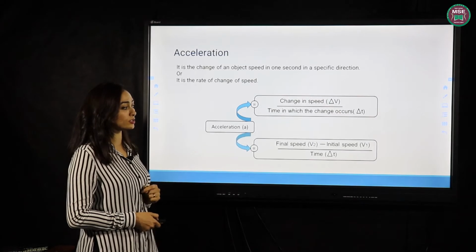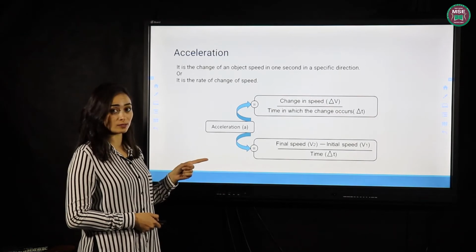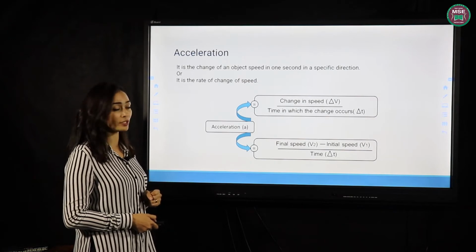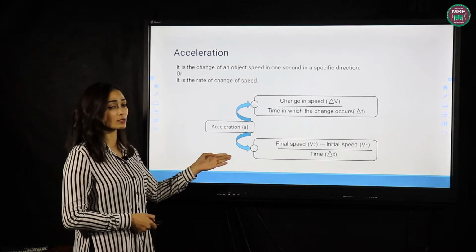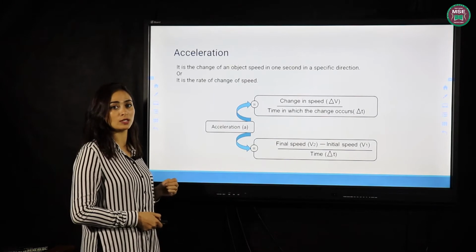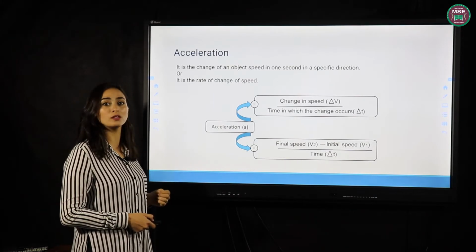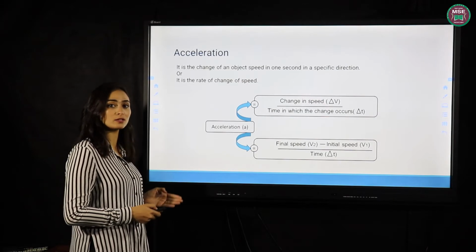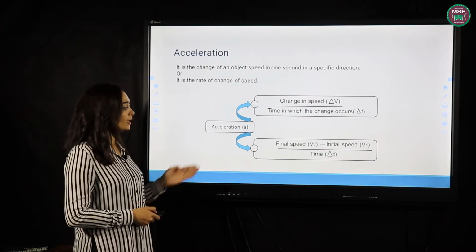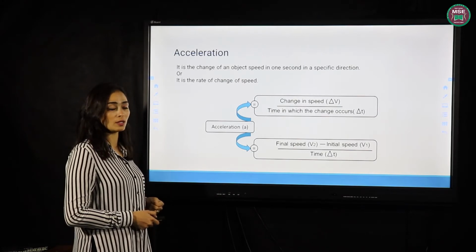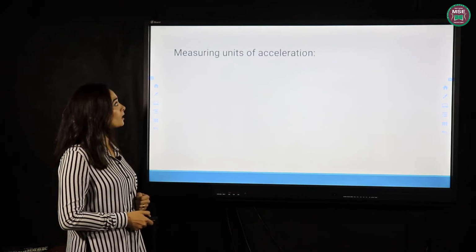So acceleration equals final speed V2 minus initial speed V1 over delta T. This is our rule for acceleration. Again, acceleration is the change of the object's speed in 1 second in a specific direction. Its rule: A equals final speed minus initial speed over time.